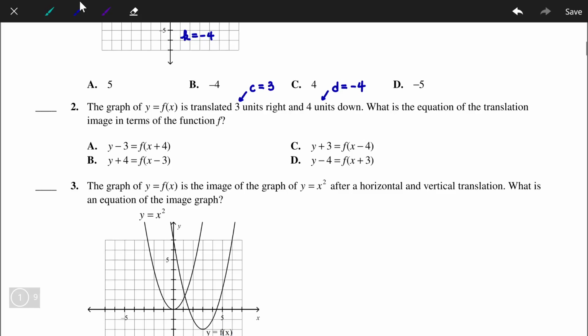So here we have then y equals f of x minus 3 and then -4 outside of the parentheses. And the -4 can be moved to the left-hand side, so we have y plus 4 is equal to f of x minus 3. So the correct choice is B.